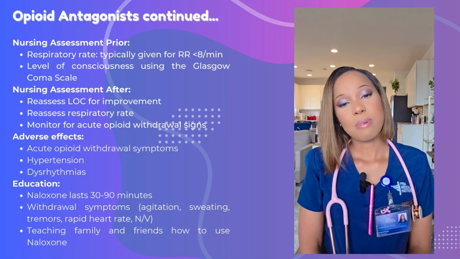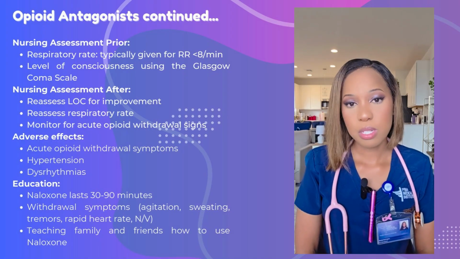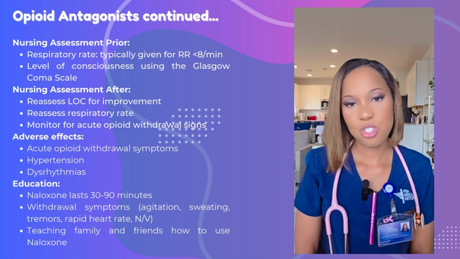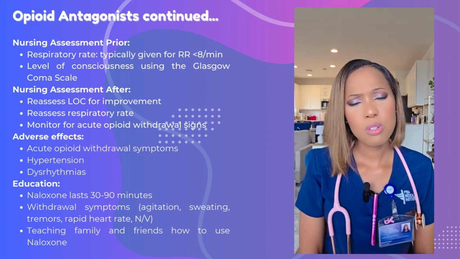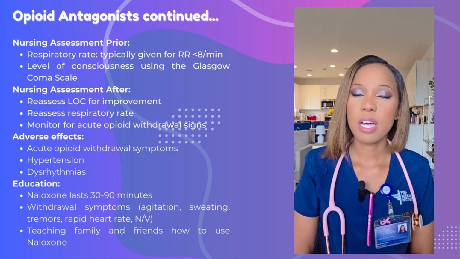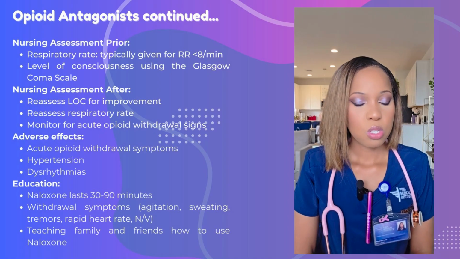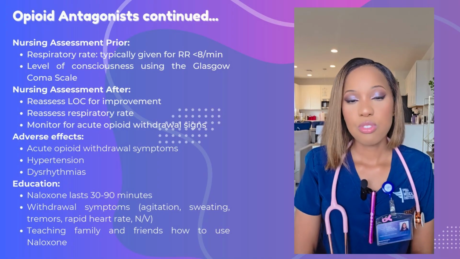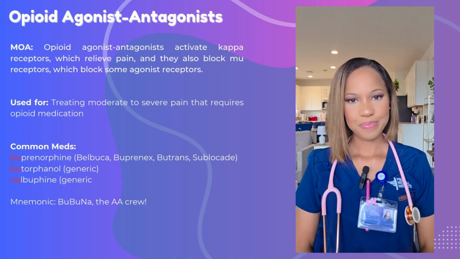For some adverse effects, this medication can cause opioid withdrawals, which can be a little rough. It can also cause hypertension and dysrhythmias. And then for some education, naloxone will usually last about 30 to 90 minutes in the system, and you still want to seek medical attention. And also the withdrawal symptoms, which I already mentioned. And then you want to teach family members and friends how to give these medications.